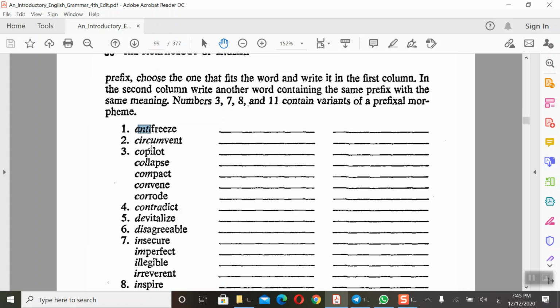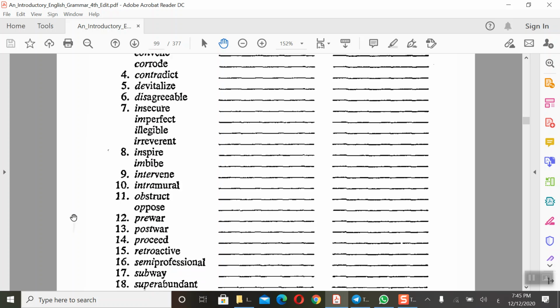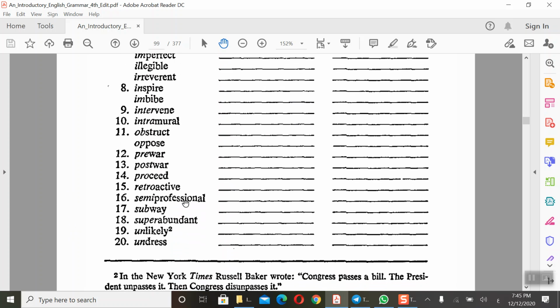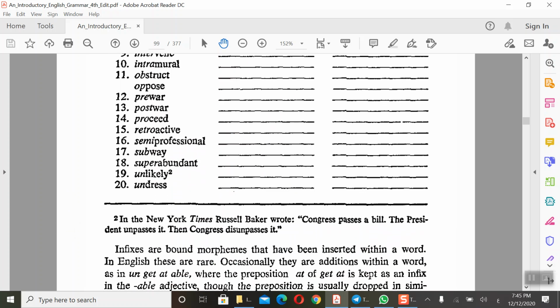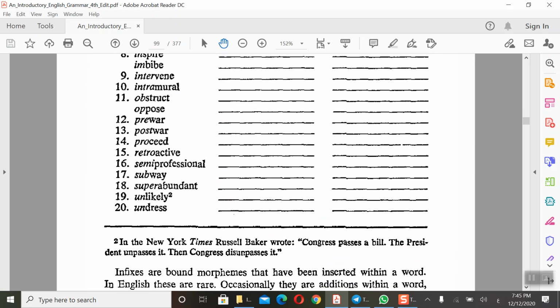Circumvent. Co-pilot. Collapse. Contradict. Inspire. Proceed. Subway. Undress. All these words, at the beginning, are prefixes. What is the meaning of these words? Yes, you have to check it. These are exercises for you. These exercises are required.